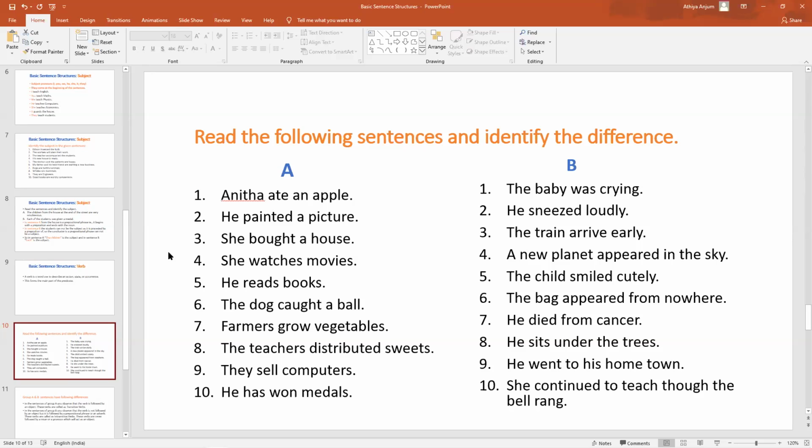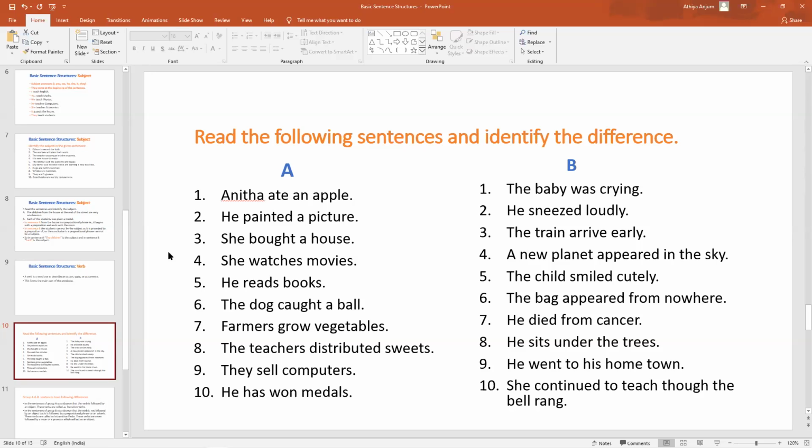So what do you see now? You see all the verbs in group A are followed by objects. Each verb is followed by an object. Now let's move to B. The baby was crying. Which is the subject here? The baby. Verb, was crying. Do you have anything after the verb? There's nothing. Okay, no object, right?